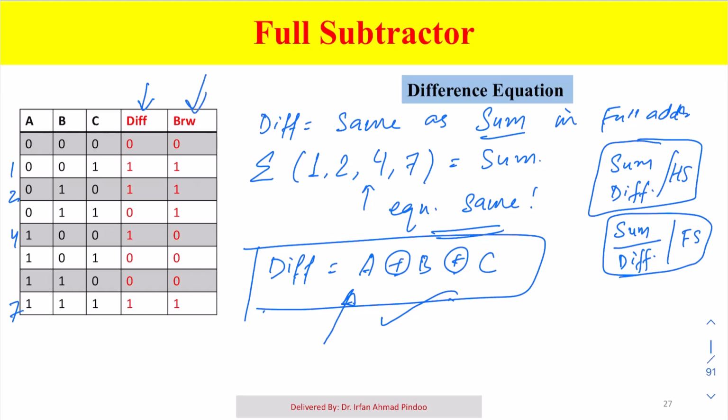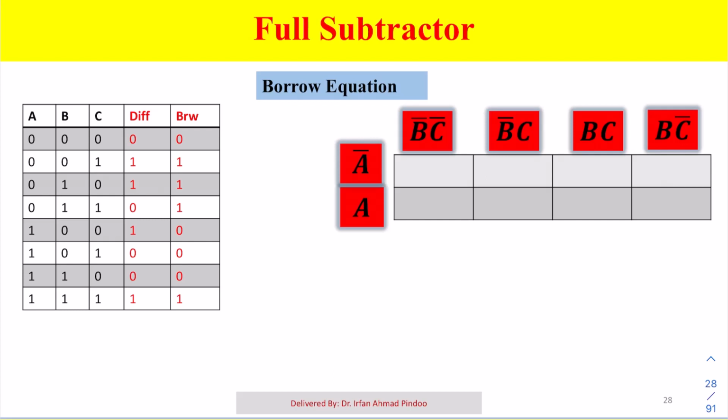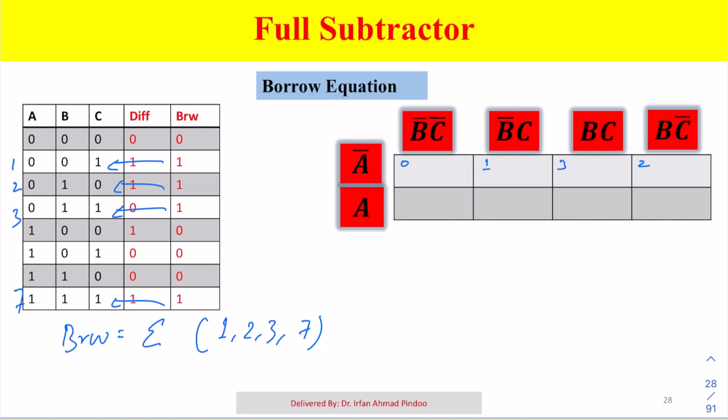Now we will come to the borrow equation. In the borrow equation, let us see where the min terms are. First of all, in borrow, the min terms are available at positions 1, 2, 3 and 7. We will write 1, 2, 3 and 7. Now we are using a K map, and you know the positions. This is 0, 1, 3, 2, this is 4, 5, this is 6, this is 7. So these are the positions.